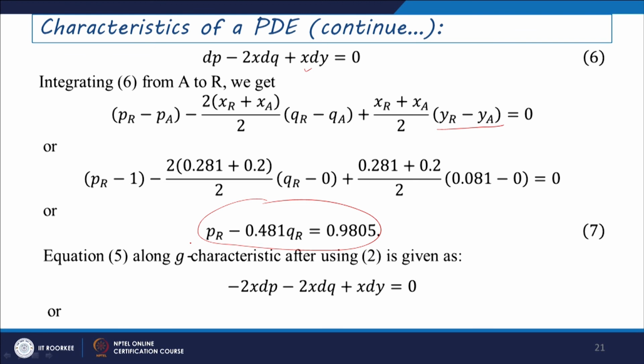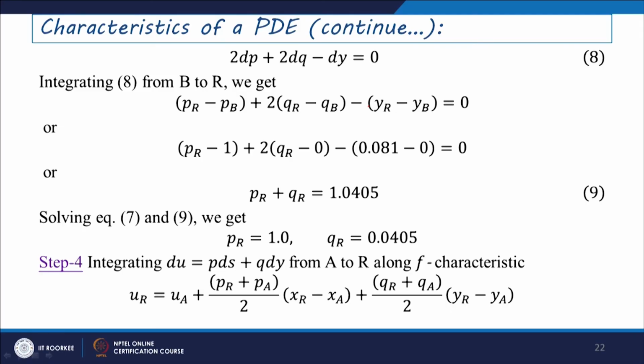So, if you go for equation 5 along the g characteristics, after using equation 2, it can be represented as minus 2x dp minus 2x dq plus x dy equals to 0, which is nothing but 2 dp plus 2 dq minus dy equals to 0. If we integrate this equation from b to r, we get pr minus pb plus 2 into qr minus qb minus yr minus yb equals to 0, or pr minus 1, since pb is considered as 1 there, plus 2 into qr minus 0 minus 0.081 minus 0, equals to 0. So, pr plus qr equals to 1.0405 here.